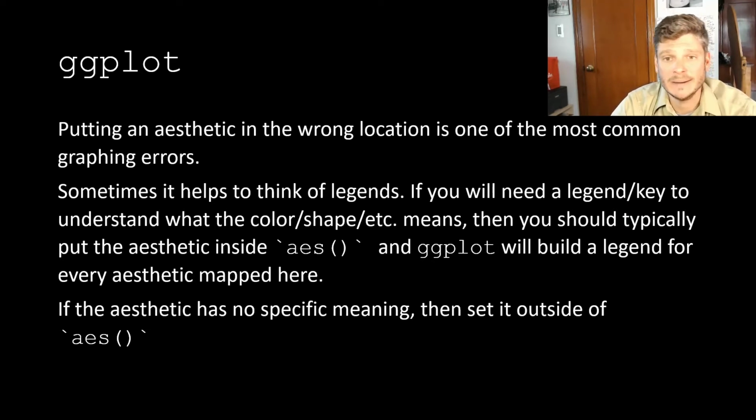And I mean, everybody makes mistakes every once in a while. So you want to think of things as legends. If you need a legend or a key to understand what something means on your graph, it needs to be inside that aesthetic function. So my first example with my axes, well, yeah, that's going to have a big impact on understanding my graph, so that needs to be inside my aesthetic function. And then ggplot will know that it needs to build a legend or a key for that aesthetic, which in this case would just be your axes.